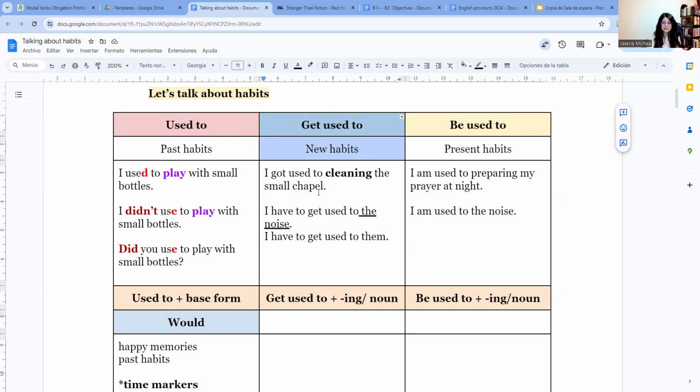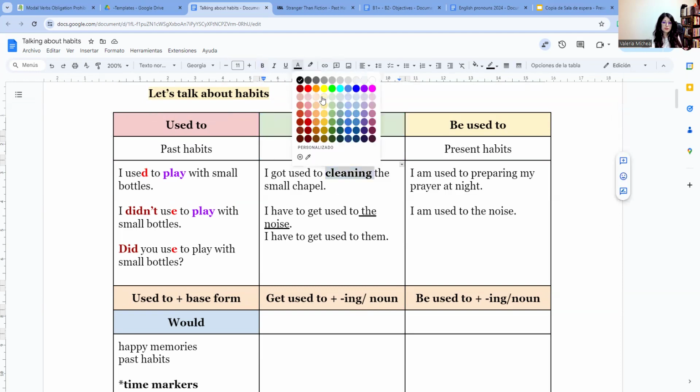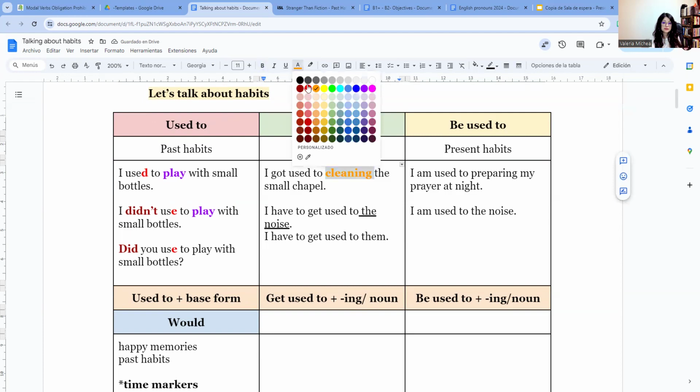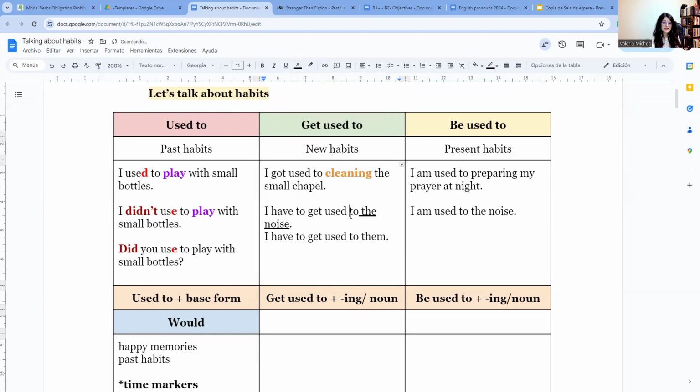So what is different? First thing, what is the difference between the structure of used to and get used to is that we are not going to use the base form of the verb here. We are going to definitely use the ing form, the gerund. Okay, so yeah, that is kind of a big difference here. All right, so I got used to, I'm using it in the past. I got used to cleaning the small chapel.